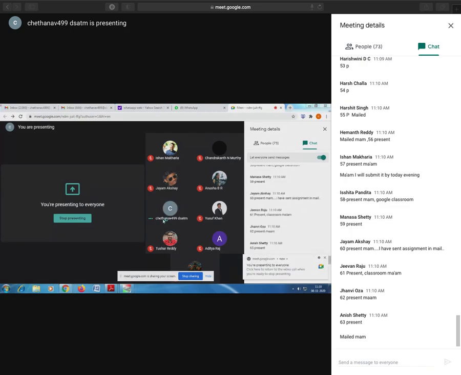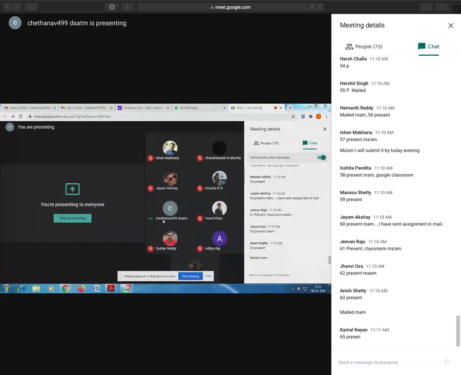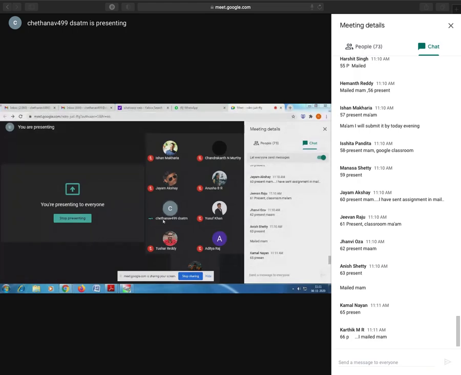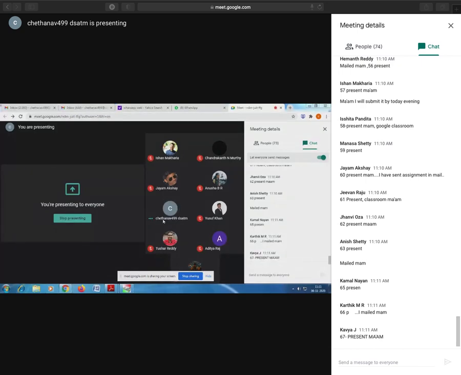Anish Shetty. Bhuvanesh. Bhuvanesh is absent. Kamal Nayan. Kamal. Okay. Karthik. Karthik mailed. Kavya J. Okay, present. Kaza Mainuddin. Why is he absent? Kushi.